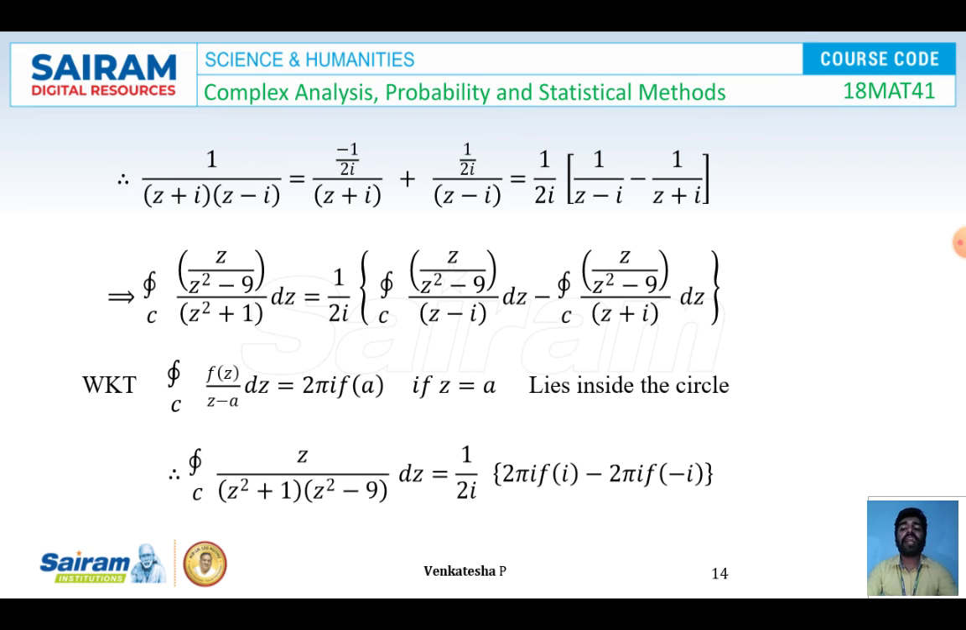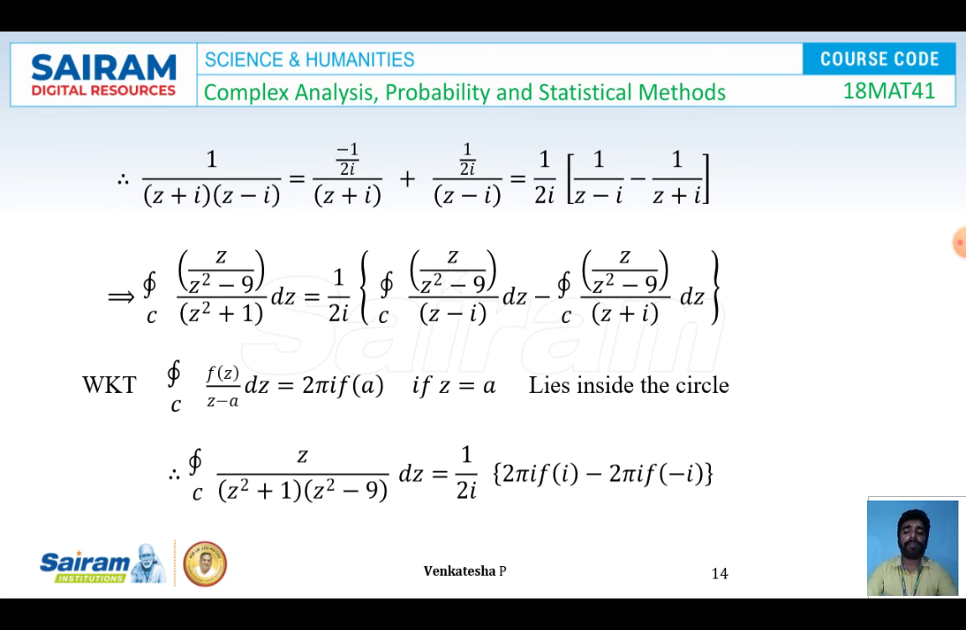So hence the integral over the region C of z by (z square plus 1)(z square minus 9) dz will become 1 by 2i times [integral over the region C of z by (z square minus 9) by (z minus i) dz minus integral over the region C of z by (z square minus 9) by (z plus i) dz]. Now the points z is equal to plus and minus i lie inside the circle.